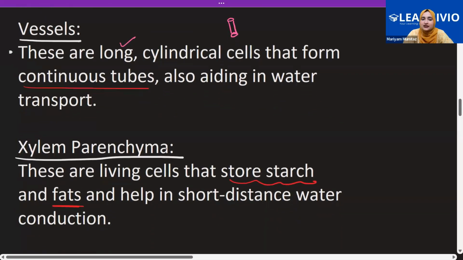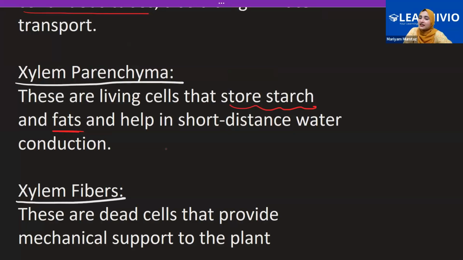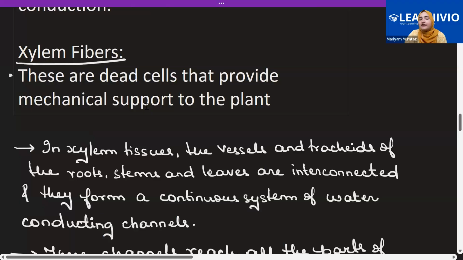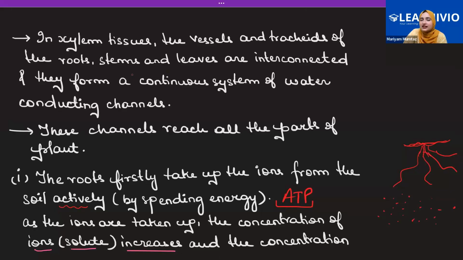The xylem parenchyma is responsible for storage. Now remember, the parenchyma, wherever it is present, is a living tissue. Tracheids and vessels are also living tissues, but fiber is not. So the xylem parenchyma is responsible for the storage of starch and fats, and it helps in short distance water conduction. Then come xylem fibers. These are dead cells and they provide mechanical strength, the mechanical support to the plant.